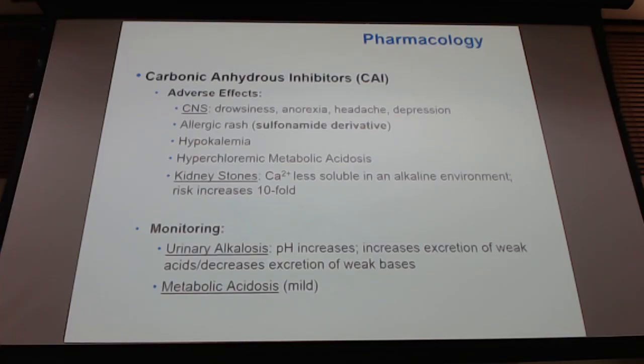It also causes an increase of kidney stones in your body because calcium is less soluble in an alkaline environment, and so it increases the risk tenfold. For monitoring, we'll have urinary alkalosis, pH increases excretion of weak acids, and decreases excretions of weak bases. And so you can also monitor them for metabolic acidosis, which is mild with this medication.